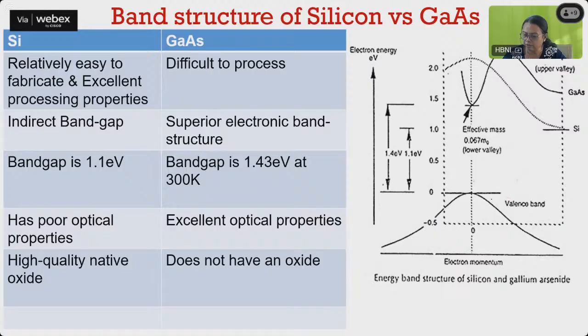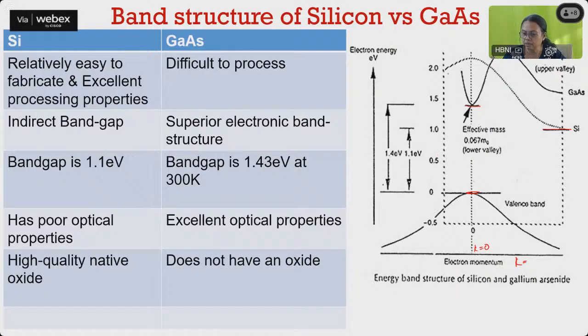So here I have shown the band diagram, the energy band structure for silicon and gallium arsenide. So this is the valence band maxima for both, at this K value. So this is K equal to 0. Gallium arsenide being a direct band gap, this is its conduction band minima. Silicon conduction band minima is here. So the energy band gap is 1.1 and 1.4 here, so there is a difference.